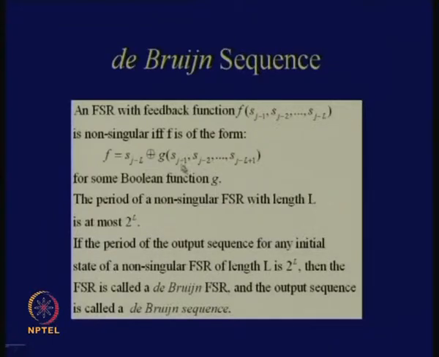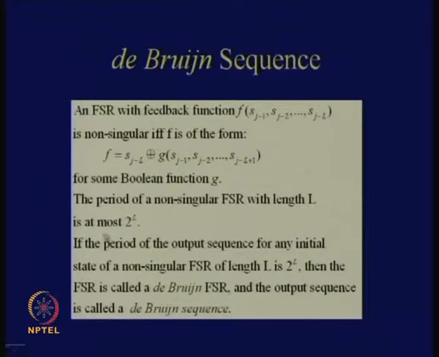So, you see that j runs from the index of the inputs of g, that is from S j minus 1 to S j minus L plus 1. Okay. So, this is a non-singular FSR, we can assume this particular fact, and the period of a non-singular FSR with length L is at most 2 power L. Okay. So, therefore, the period of a non-singular FSR with length L is at most 2 power L.